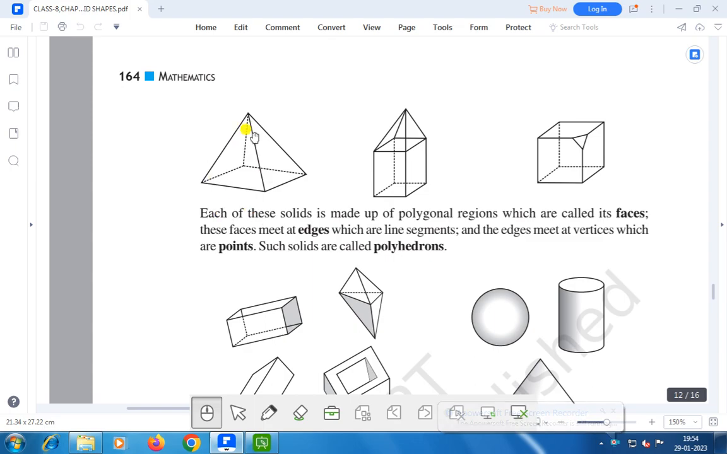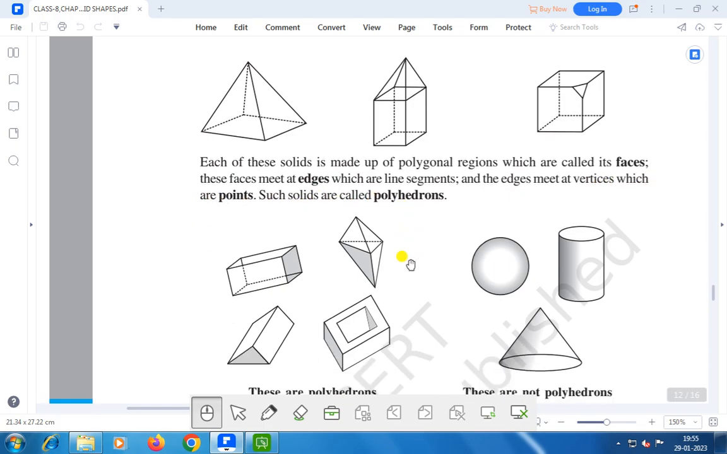Here you see this is another figure, this is another figure and this is another figure. Each of these solids is made up of polygonal regions, which are called its faces. These are faces: 1, 2, 3, 4, 5. These faces meet at edges which are line segments, and the edges meet at vertices which are points. Such solids are called polyhedrons.